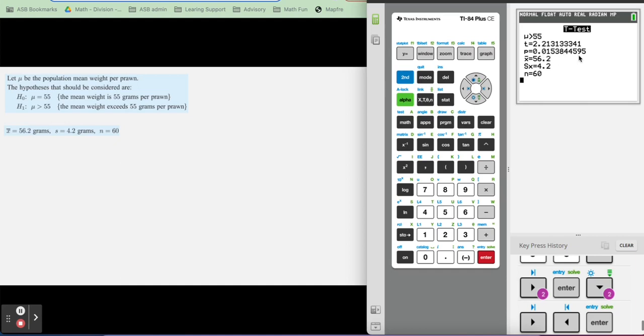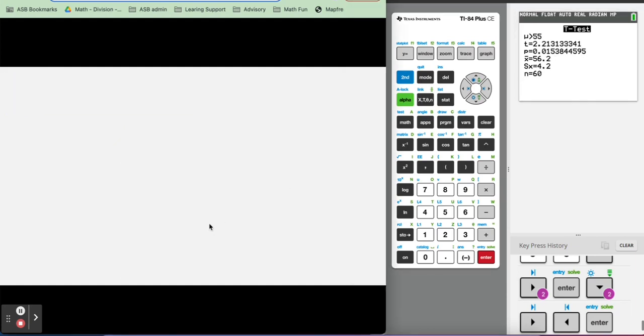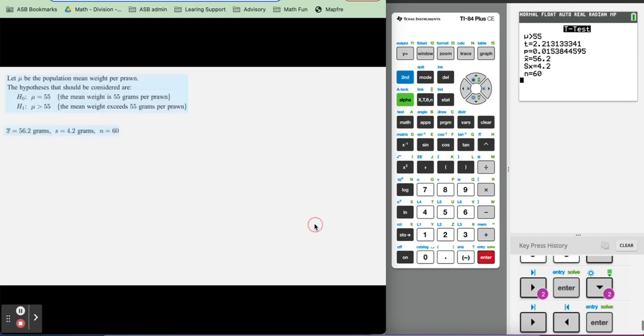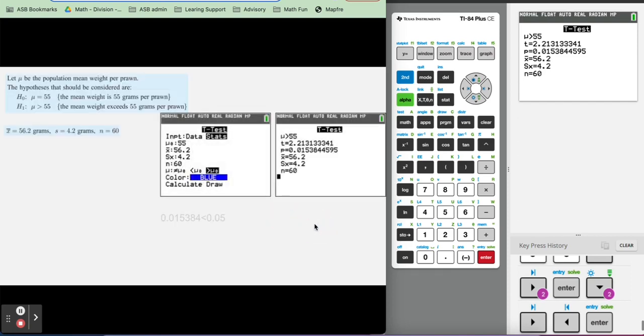Now remember, we want to compare this to our significance level. What's our significance level? 0.05. So our p-value in this case is smaller than our significance level. So on your sheet of paper, I want to see what the p-value is. I want to see the comparison to smaller than. If it's smaller than the significance level, we are rejecting our null hypothesis.